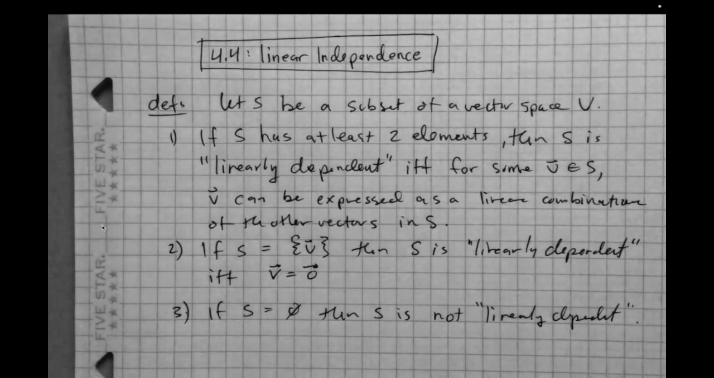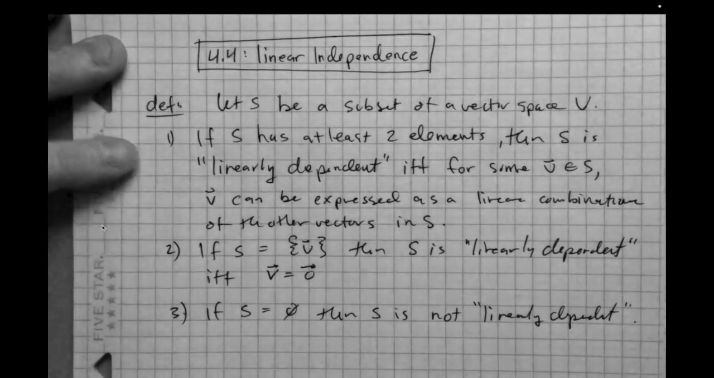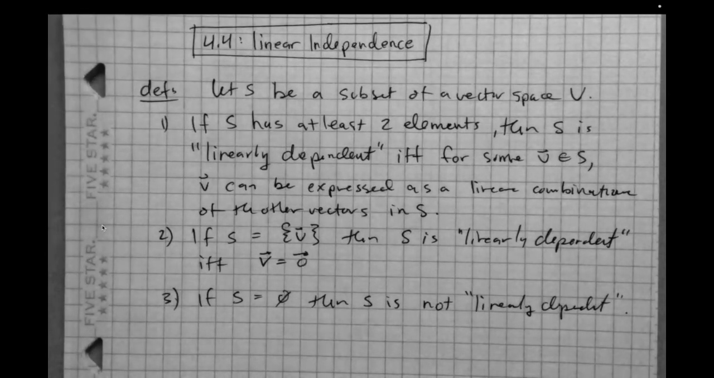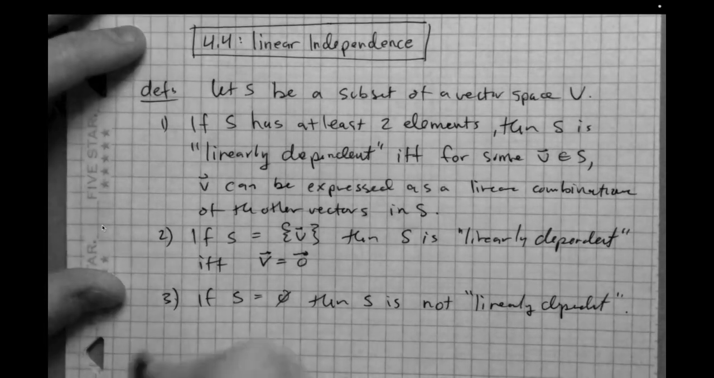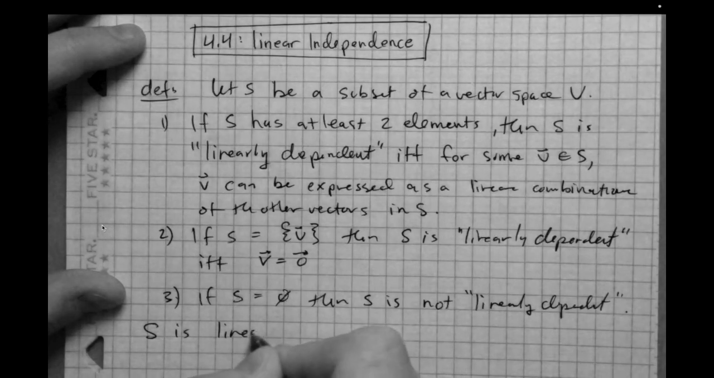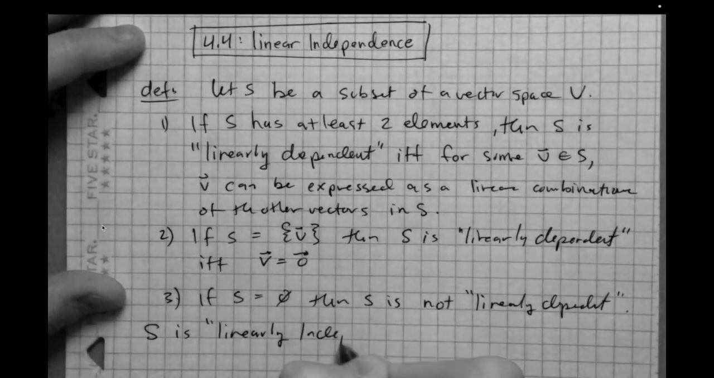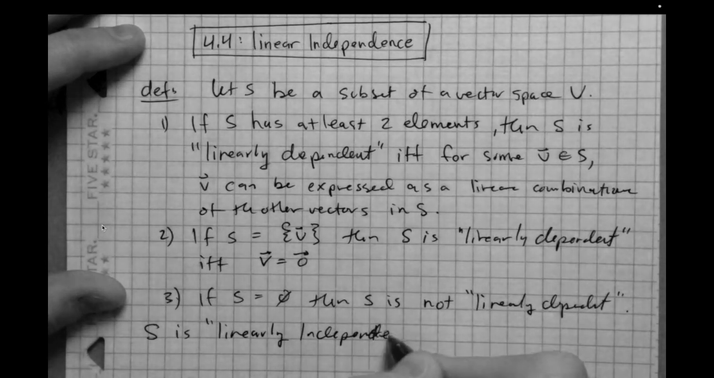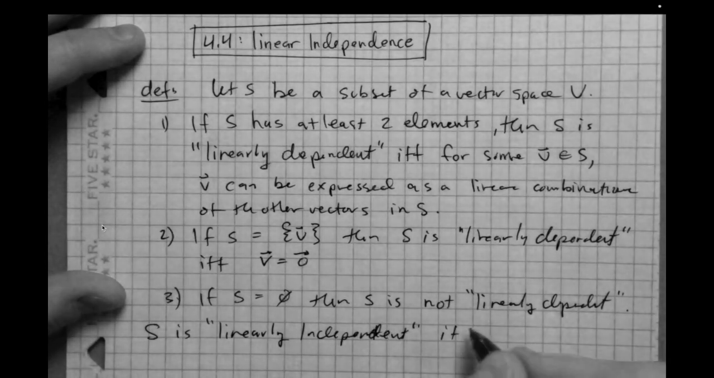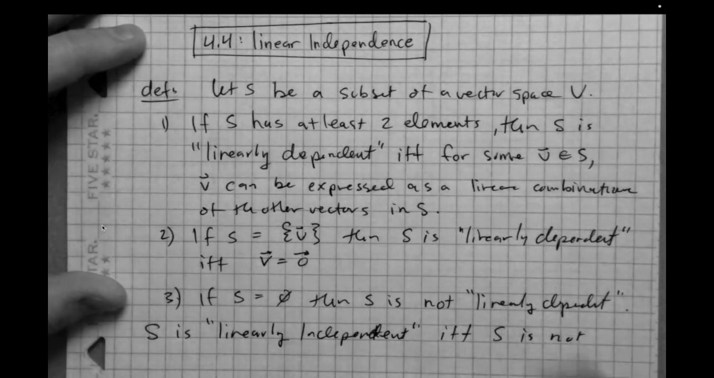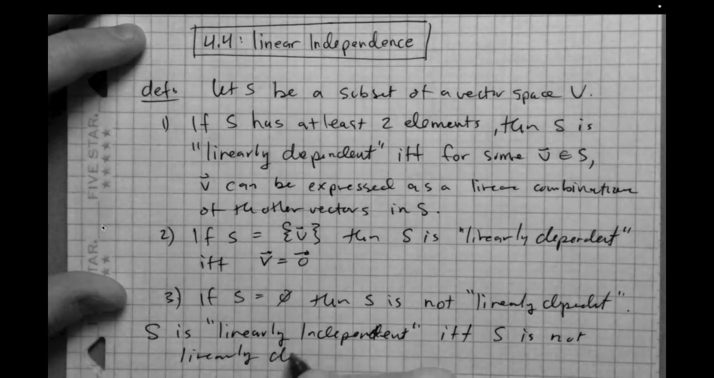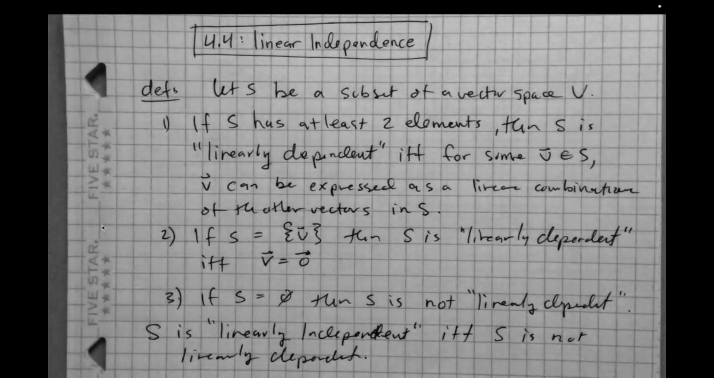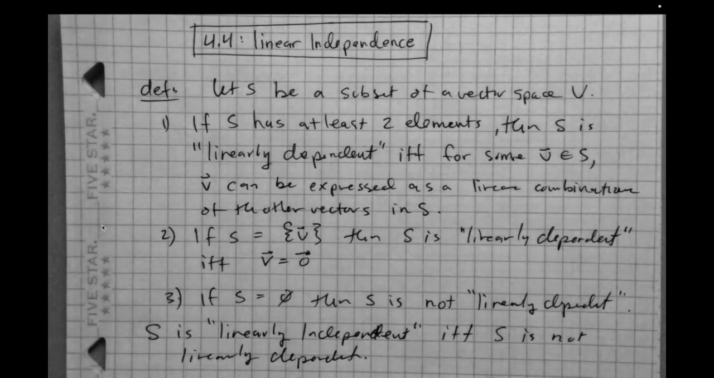And then of course the section is called linear independence. So what does that mean? Well, it just means not linearly dependent. So we say S is linearly independent if and only if S is not linearly dependent. It's kind of binary: you either are or you aren't. Perfect. As I said, part one is the meat of the definition.